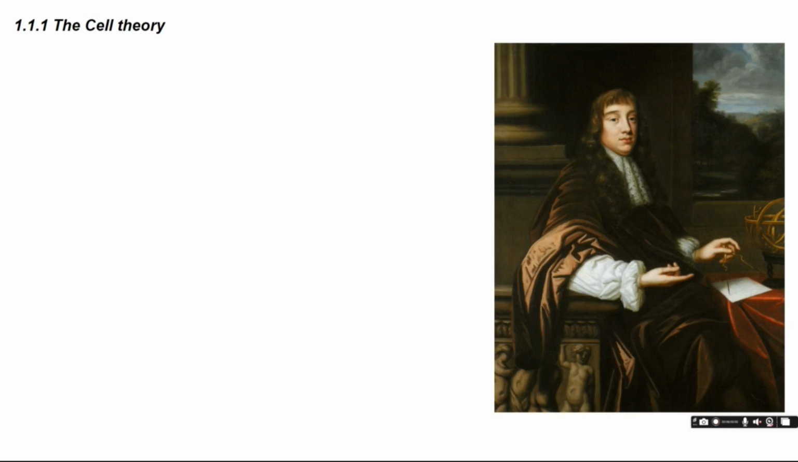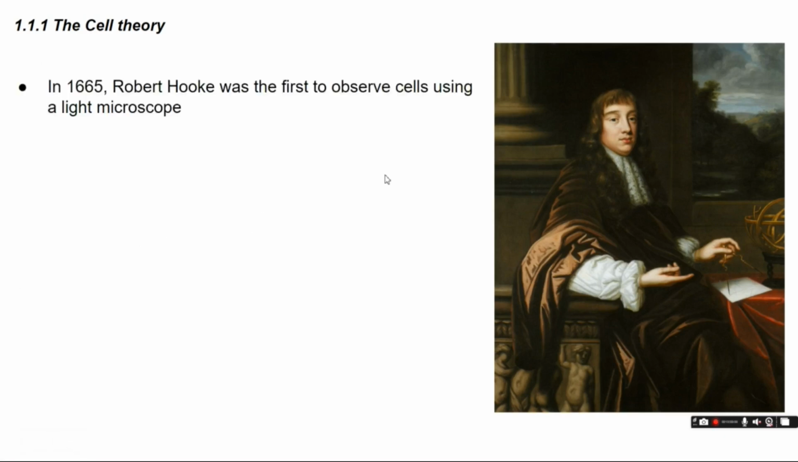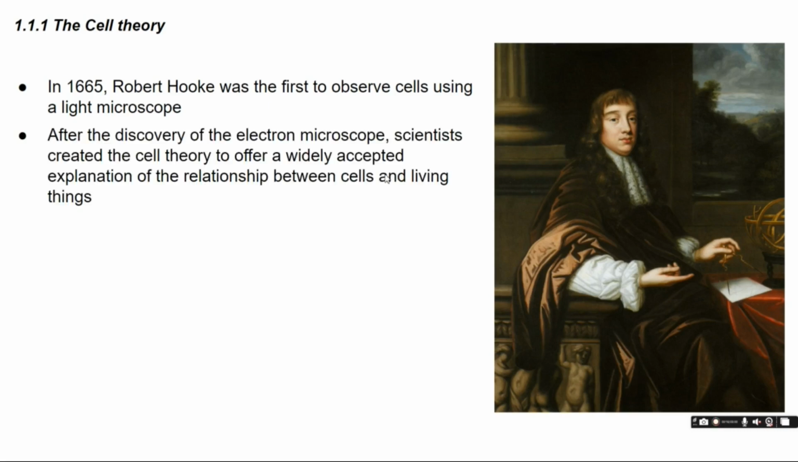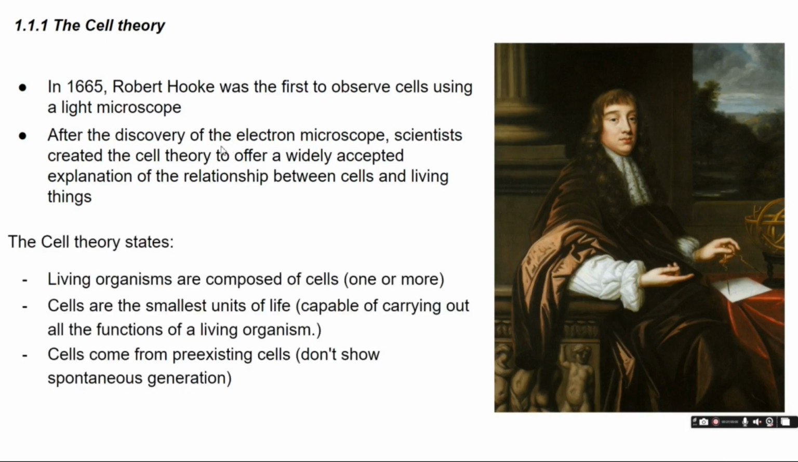So we'll start off with topic 1.1, which is about the cell theory. Robert Hooke was the first to observe cells using a light microscope in 1665. And after the discovery of the electron microscope, scientists created the cell theory in order to explain properties that were not known before. So there are three parts to the cell theory.